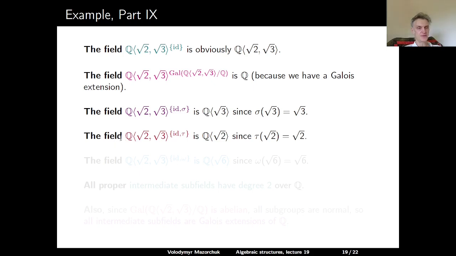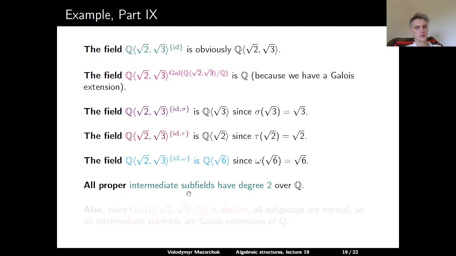The intermediate subfield, which is stabilized by the 2-element subgroup which contains tau, is Q with the square root of 2 added, because tau of the square root of 2 is equal to the square root of 2. And the fixed subfield for the subgroup with omega is Q with the square root of 6, because omega fixes the square root of 6. So omega changes sign for the square root of 2, and it changes sign for the square root of 3. But then it means that it fixes the square root of 6.